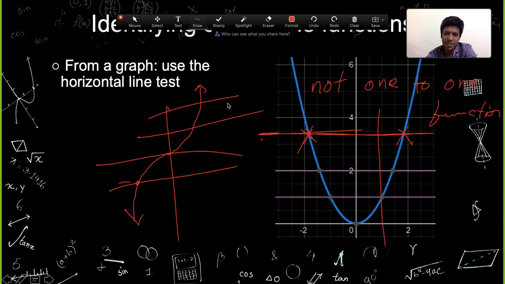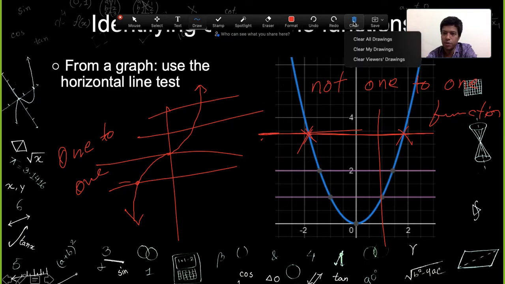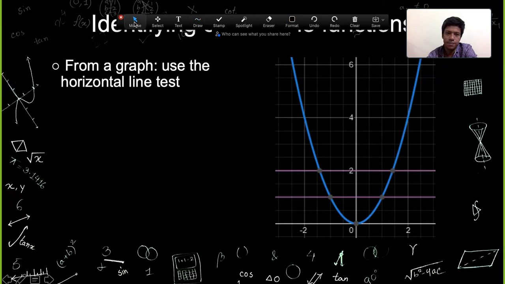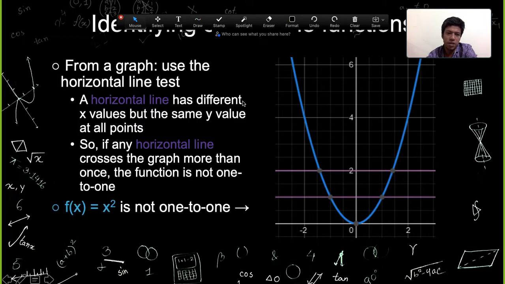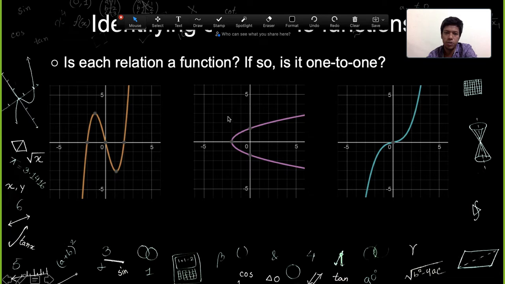Okay. So this is a one-to-one function. This is one-to-one, this is one-to-one, but this is not. Okay, so this is how we understand it. This is written here, horizontal line test. This is not one-to-one. So which one is one-to-one? Which one is not here in the given graphs?